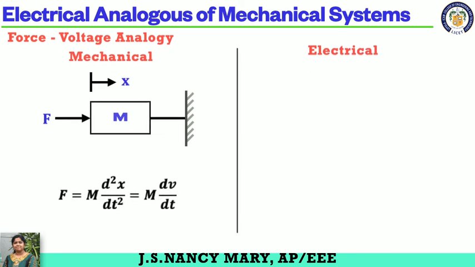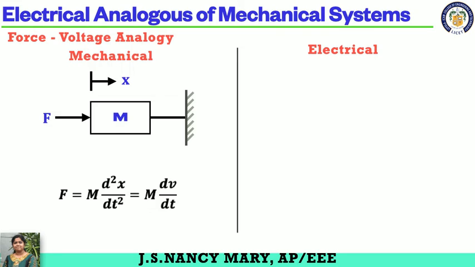Okay. Now we'll move on to the next element, which is nothing but your mass. So mass, you know very well, force is equal to m into d square x by dt square. Here I am going to separate dx by dt. So dx by dt is equal to v. So I can write m into dv by dt. Okay, here you could see the formula.